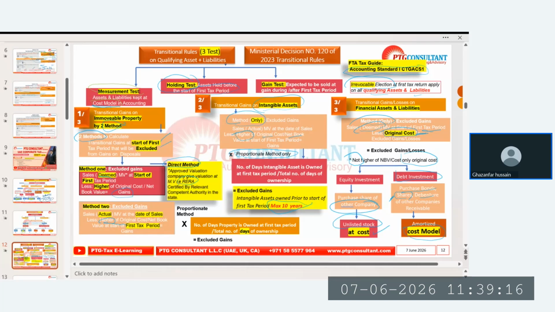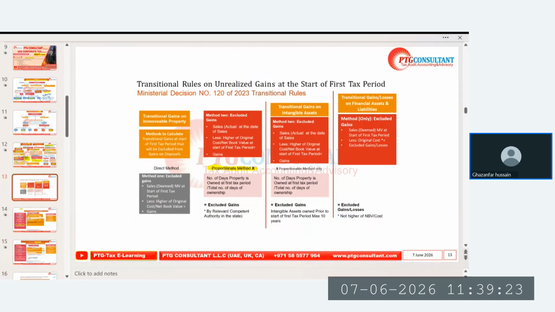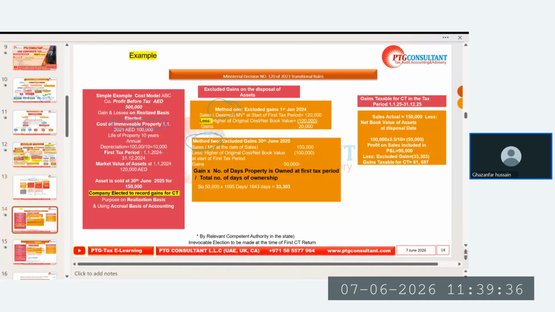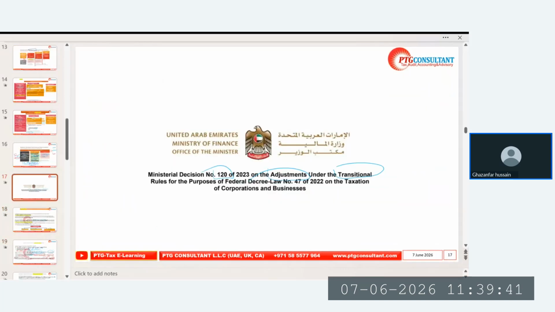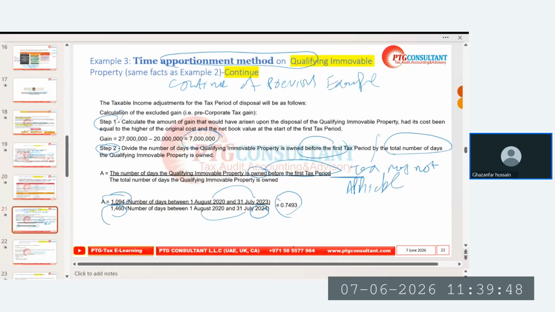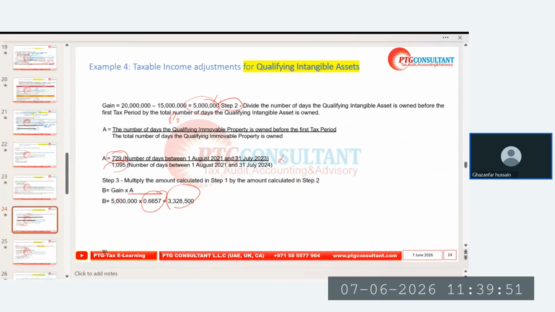So again, our point is that we have the elections. The second is that the unrealized gain is the same. Transitional relief: if we go one step before, we opted for the election, and in the election we said we will go for the realization basis. Yes, I'll just give the recap of the assets.